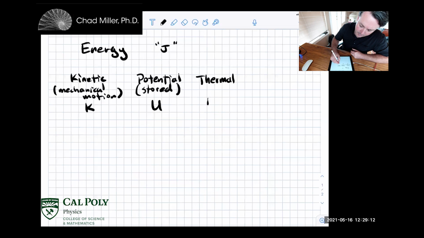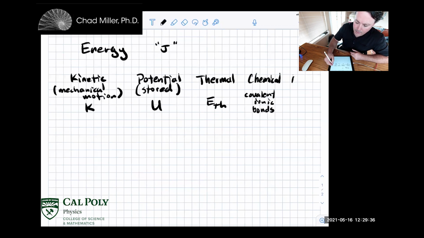There's thermal energy, which we'll call E_th. And these are the main ones that we're going to talk about, but there is also chemical energy. This is the energy that's locked inside of all the covalent and ionic bonds of some substance. And then if you zoom way down to the nucleus, there's nuclear energy. And this is the energy that holds the nucleus of every atom together.